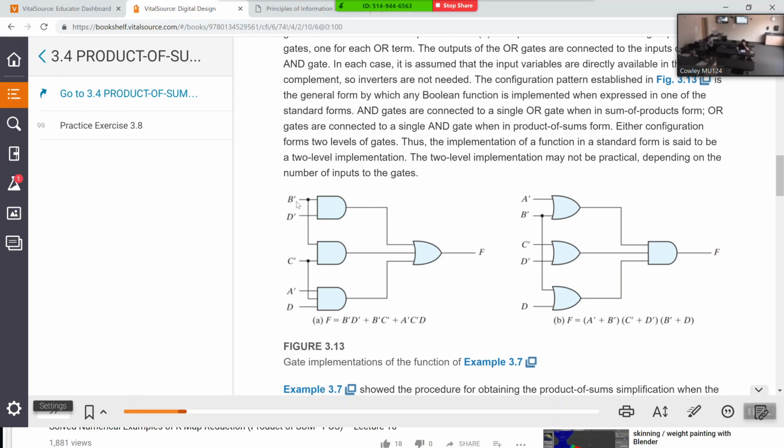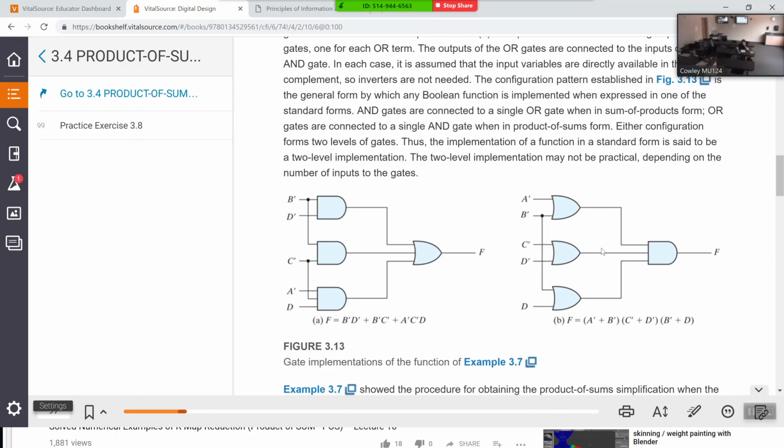And then down here, this is B prime coming in down here with the C prime and the and in between them. And here's a C prime coming in down here where we got A prime, C prime, and D. A prime, C prime, and D. And then this over here is our OR, and that's how it comes, a plus between all of them.